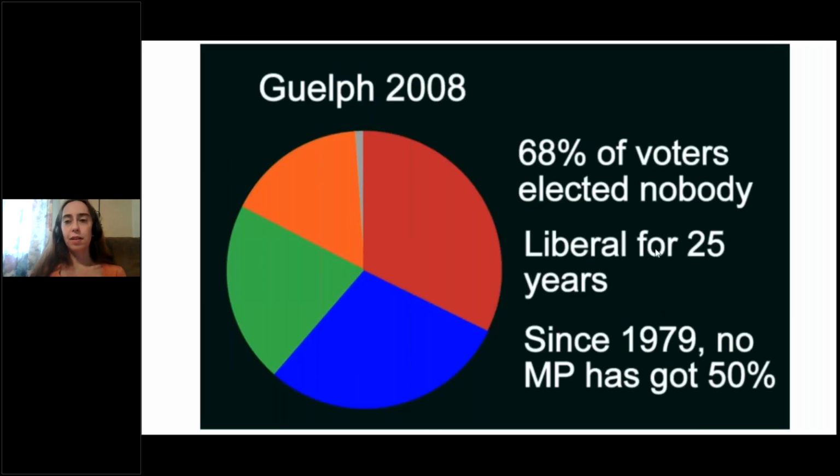And this is just an example of what it's like to live in a fairly safe riding. So of course we know in the Ontario election, the Greens made a breakthrough in Guelph, but this is the federal election. And this seat in Guelph has been Liberal for 25 years. And yet this is how people voted in Guelph in 2008. And it changes a bit from election to election, but there's a great deal of diversity in that riding. And that is just not reflected in the outcome.